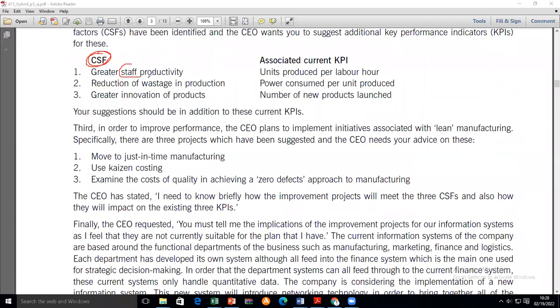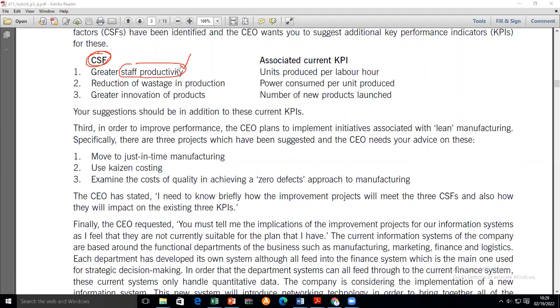Greater staff productivity. Now, a number of you, I'm sure you're working at this level. You know that if you have got a team under you, their productivity is very important, isn't it? It's critical to good performance, because if you've got staff that is unproductive, it's problems, huh? So you want a team which is productive.